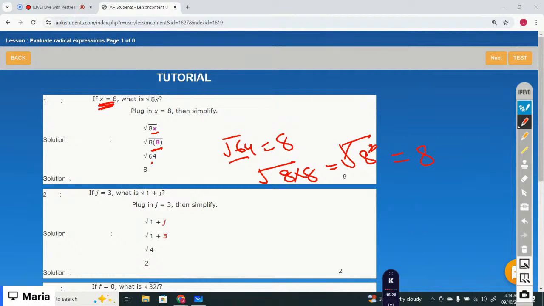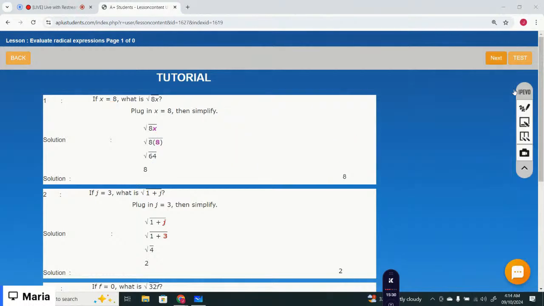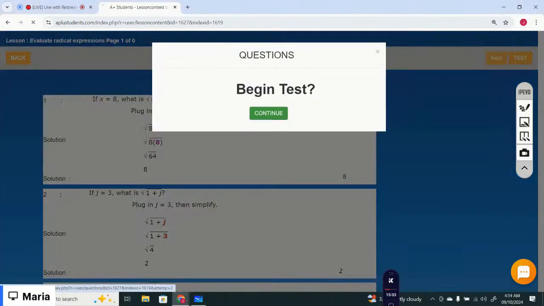Let's just start with the test questions. You can have a look at the tutorial by yourself. They are already solved.